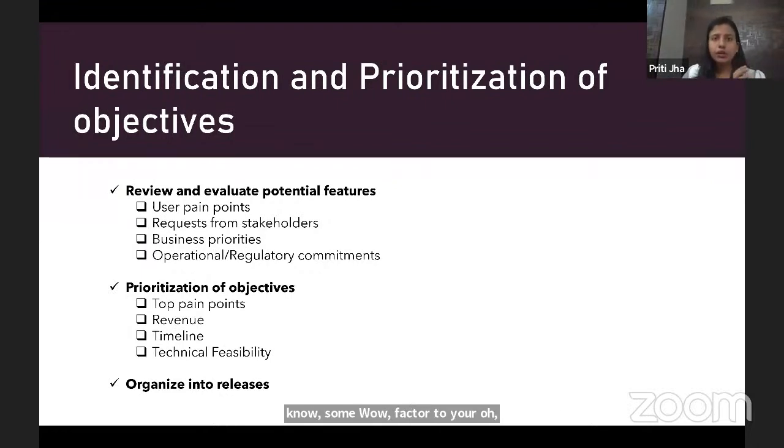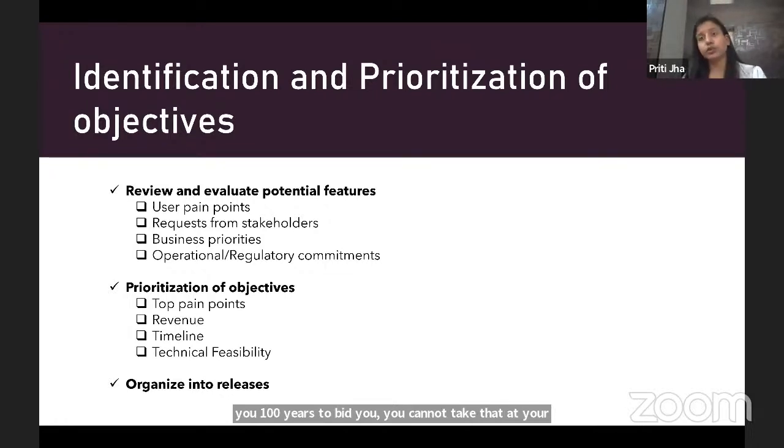So it may or may not always be directly related to revenue, but yes, it might be. The third thing is your timeline aspect. Now, you might have 100 ideas, but if all of those 100 ideas are going to take you 100 years to build, you cannot take that into your roadmap, and you cannot prioritize that.